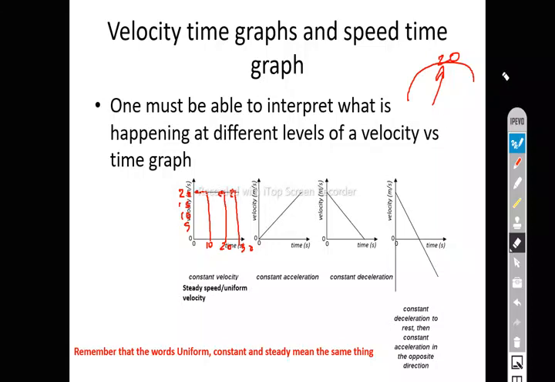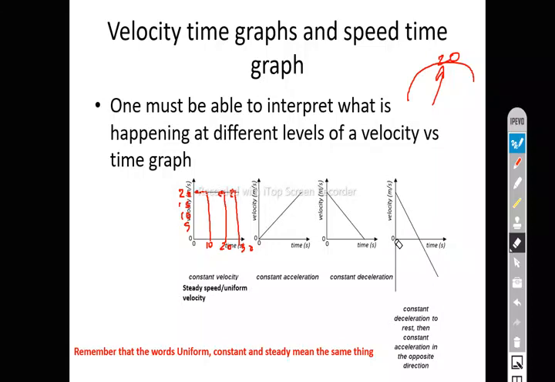And what about this one? I love that one because I see that one on CXC. A velocity versus time graph with the line of best fit cutting the x-axis. What does that mean? Constant deceleration to rest. So you're at rest when you actually touch back on the x-axis. That's when you are at rest.